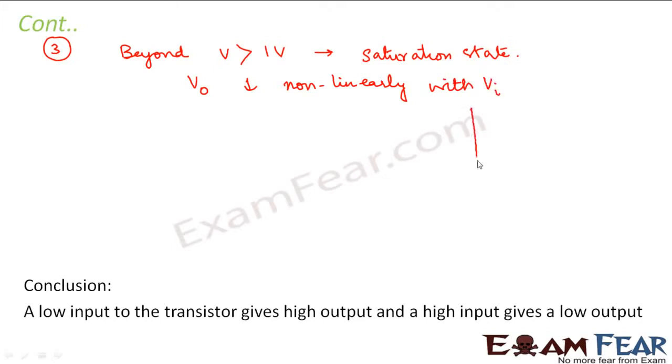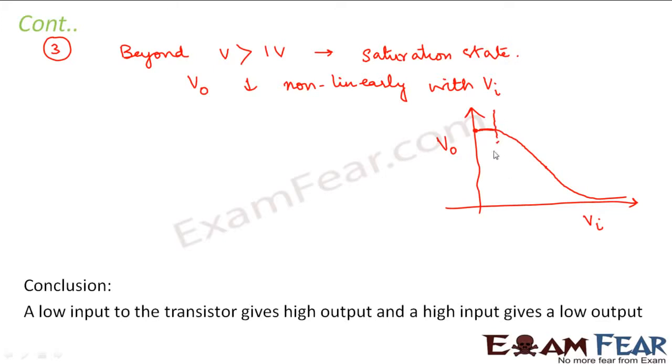So now if we plot these three variations in a graph, how will the graph look? Let us suppose this is Vi and this is Vo. Initially V0 was equal to VCC. So it remained at VCC, constant. After that it entered the active mode where it decreased linearly. And then it entered another mode where it decreased non-linearly.